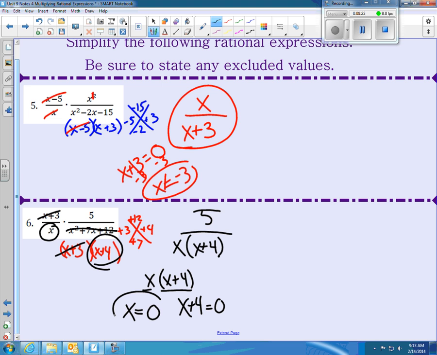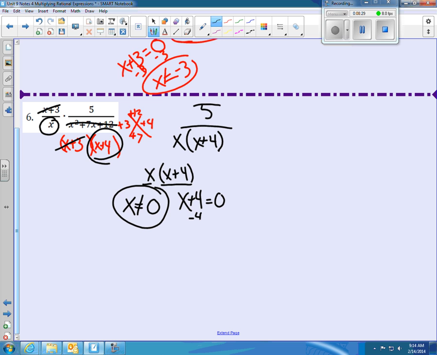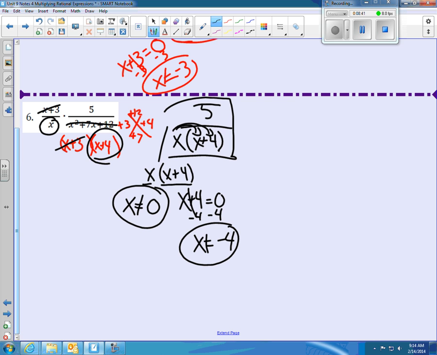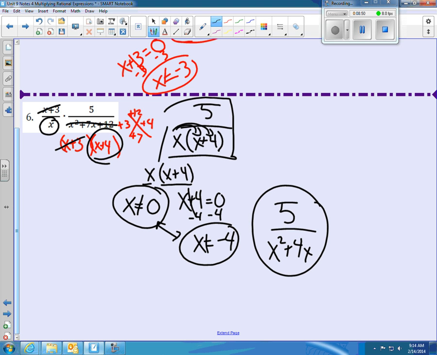All right, so this one's already solved, so we just say x cannot be 0. And here we're going to minus our 4s. So then we get negative 4, and we say cannot be. Now this thing here, not our answer yet, we have to multiply this x back in. So we have 5 on the top, and then we get an x squared plus 4x on the bottom. So we have 1, 2, 3 things for our answer.